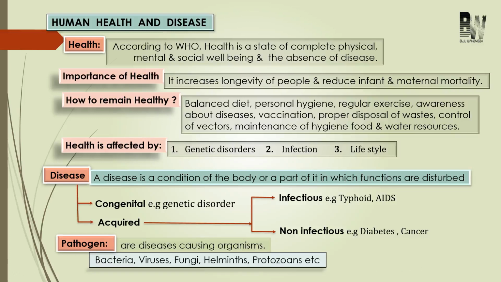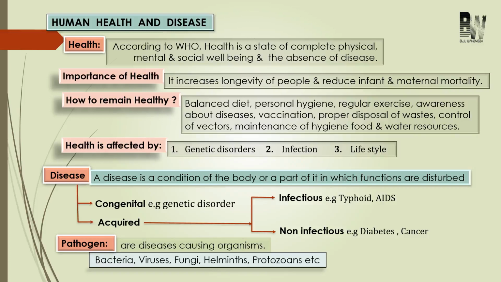So the question is, how can we remain healthy? To remain healthy, regular exercise and balanced diet is a must. In addition to this, personal hygiene is also required. And not only this, we should have all the basic knowledge about different kinds of diseases, about vaccination, and about safe disposal of waste also. Above this, we should maintain hygienic food and water reservoirs also. Only then can we remain healthy.